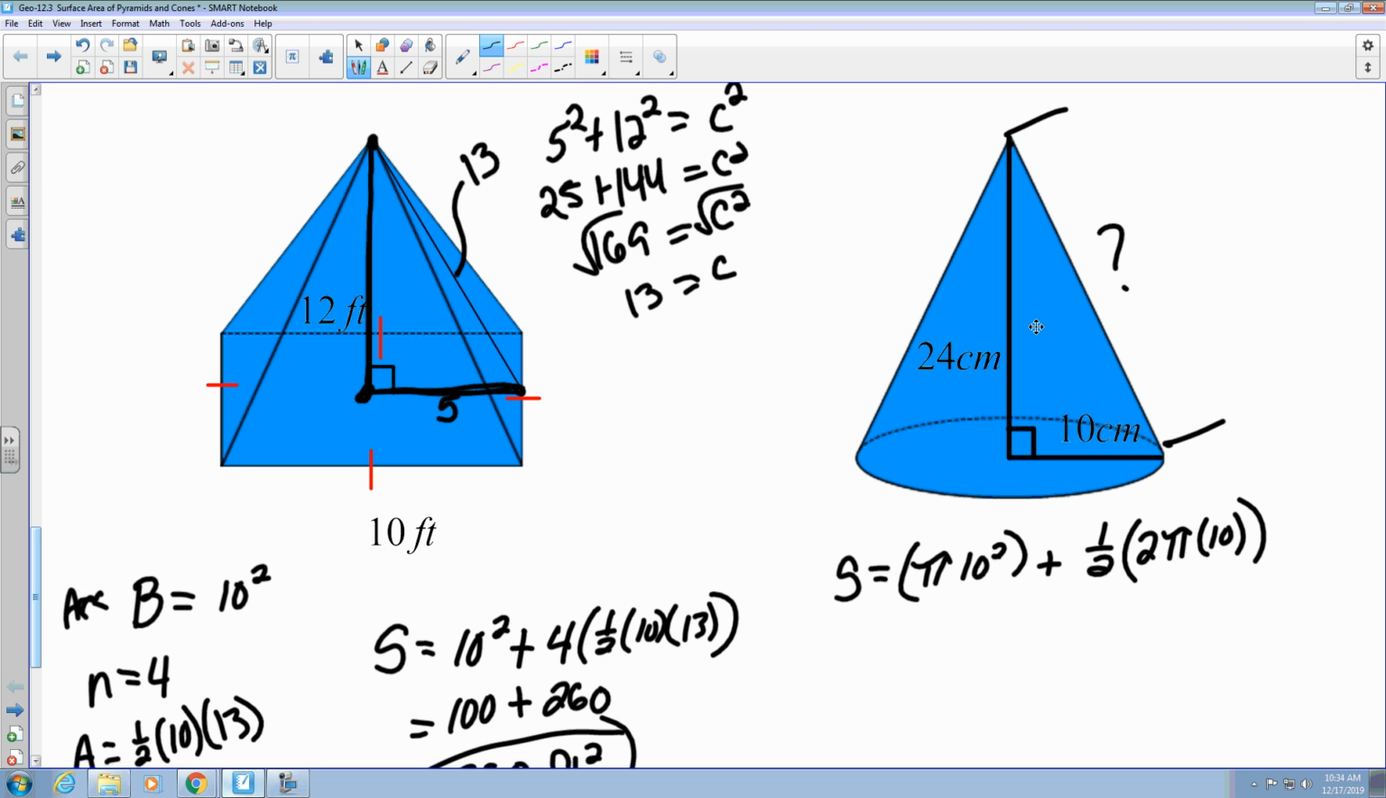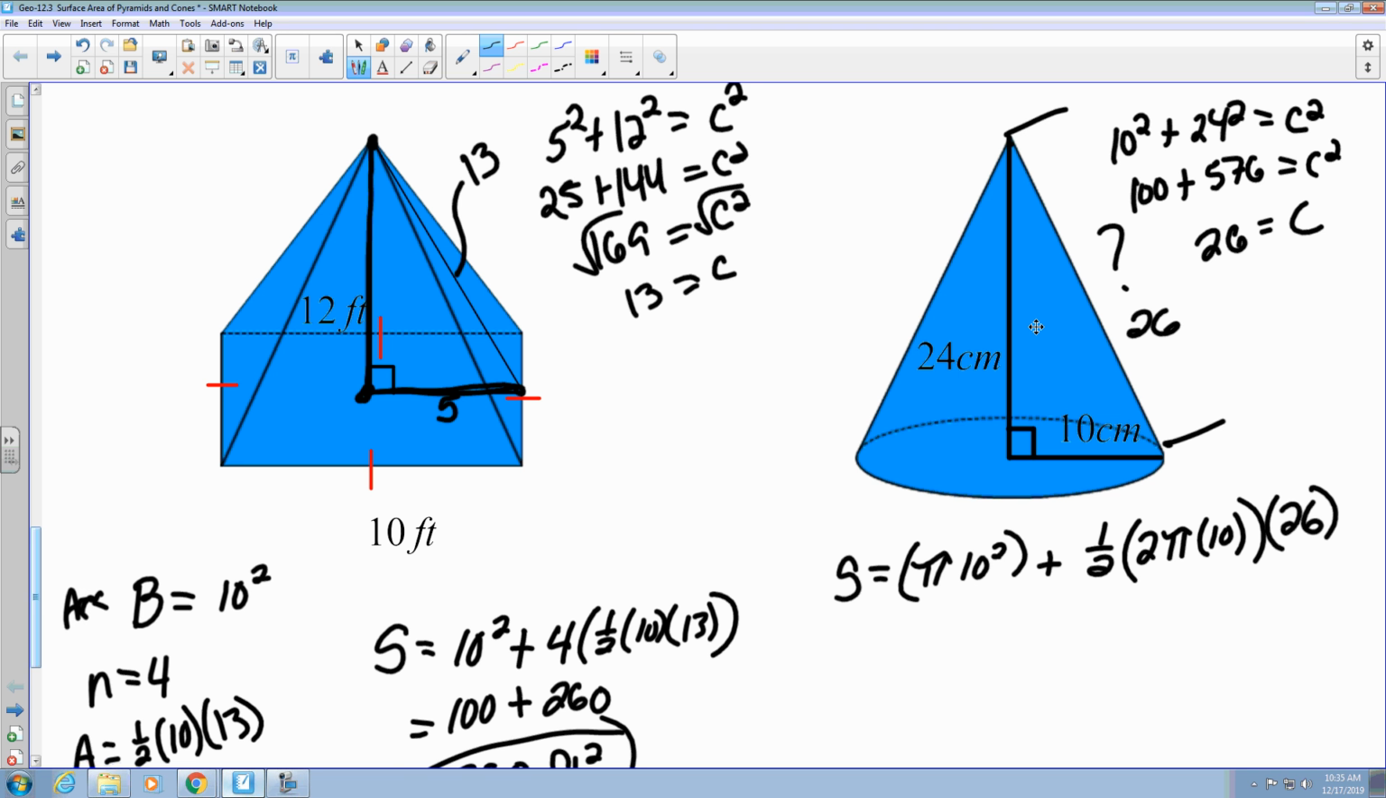Well, the slant height is this value right here. Again, we have a right triangle, so we can solve for that. The portion in question is the hypotenuse, so I can say 10 squared plus 24 squared is equal to c squared. I got 100 plus 24 squared, which is 576, equals c squared. So 676, what's the square root of 676? That gives me 26. So 26 is equal to c. So my slant height is 26.